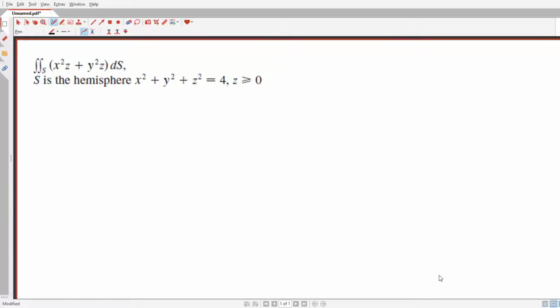Okay, so here let's do this surface integral. I'm integrating a scalar function, right? x squared z plus y squared z over the hemisphere x squared plus y squared plus z squared equals 4, with z being positive. So this is the top half of a sphere with a radius of 2.